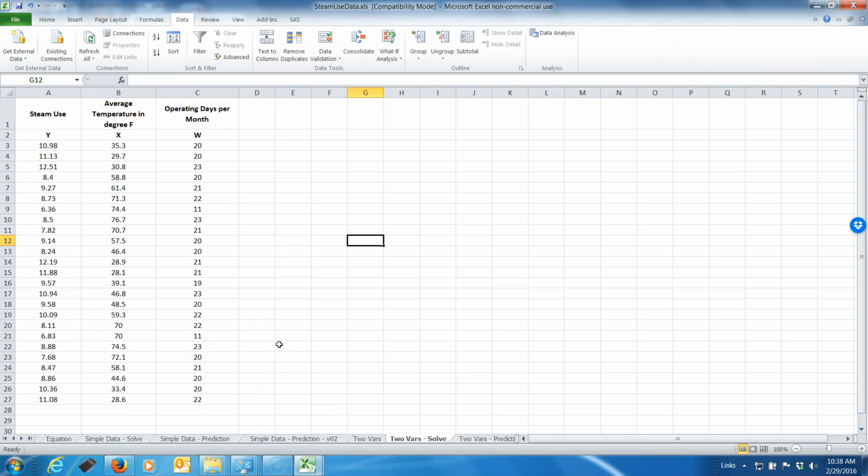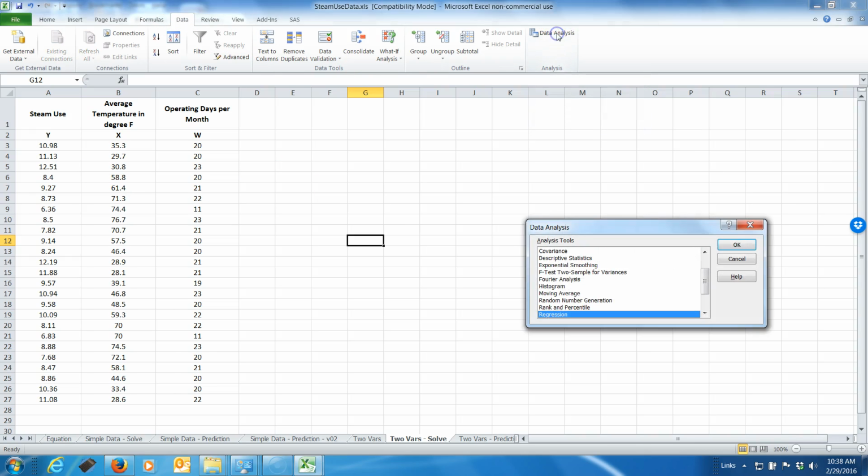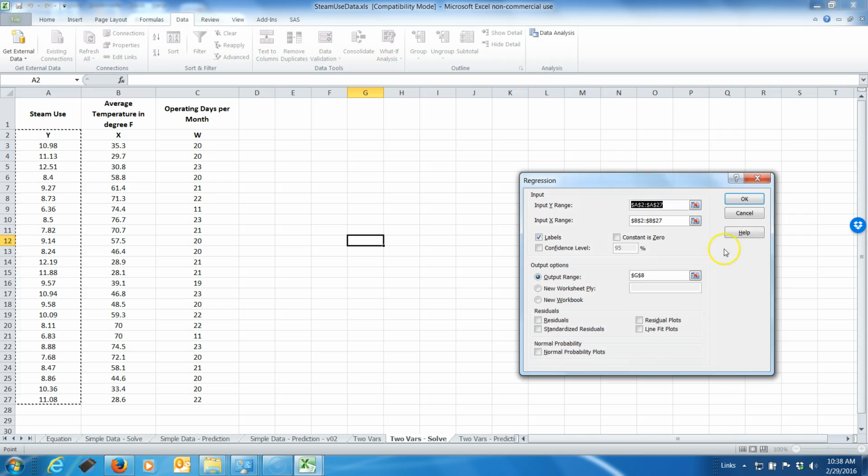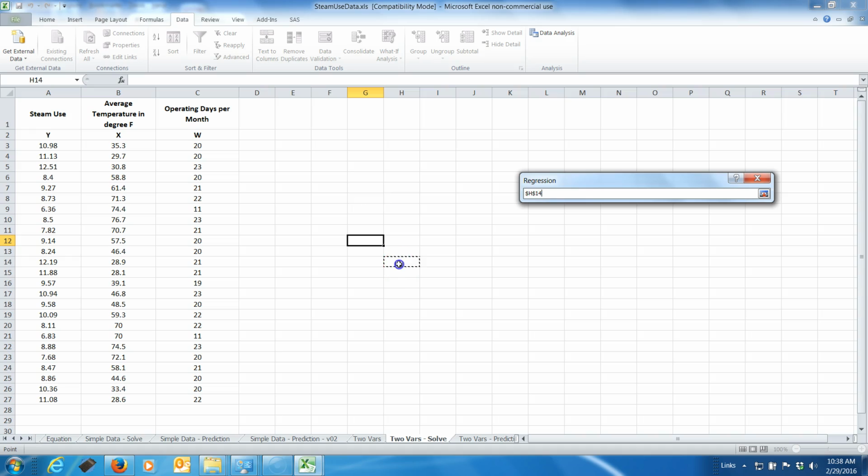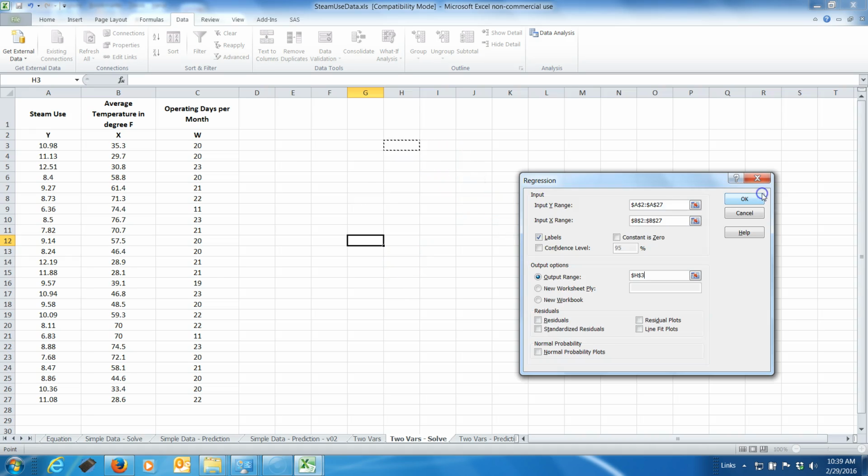So now let's go and build a predictive model, or a linear regression model, to decide how much steam the factory is going to use. So we come over here to our Data tab, and we're going to click on Data Analysis, and there's regression, so we want to do a regression. And the first thing that we're going to do is decide on where to put our output, so let's put it right there. Or let's put it up here.